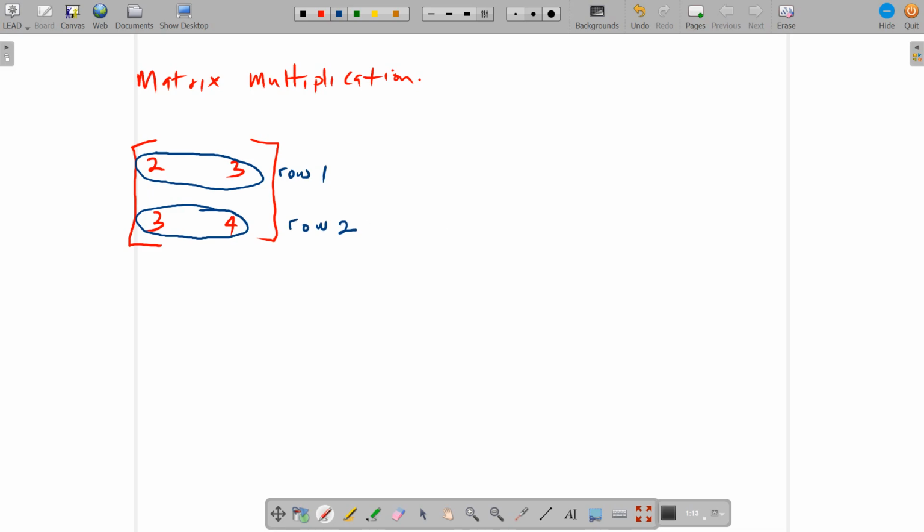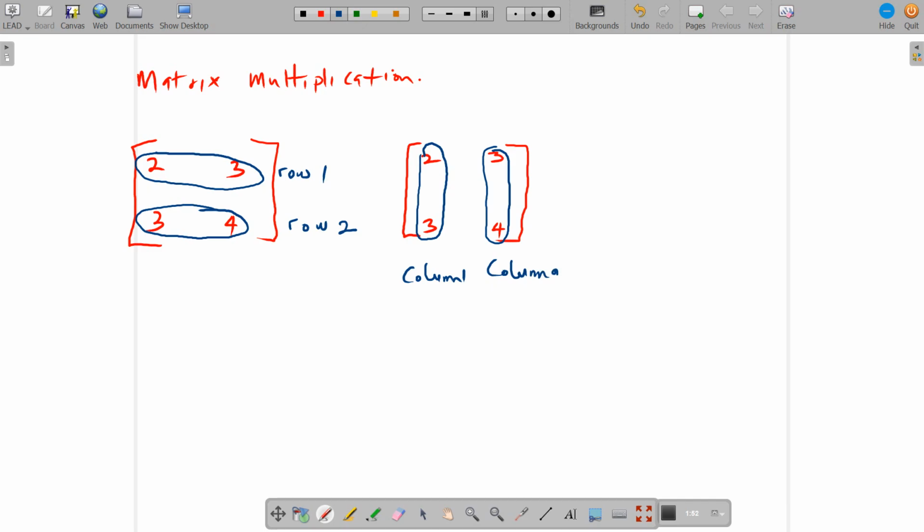Now, let's create another one, the same matrix. We have 2, 3, 3, 4. Then I close it like that. So I'm picking my delightful color again. So here we have column one. Here we have column two. So that is the matrices.